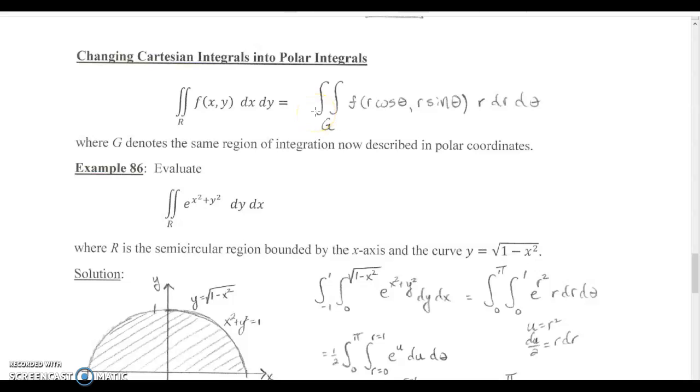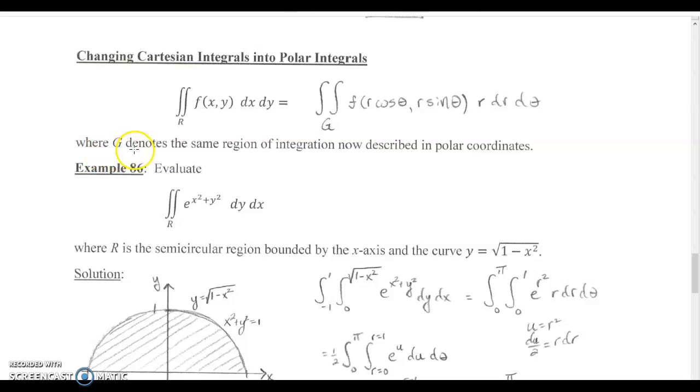And so 15.4 is looking at how to do double integrals in polar coordinates. And often we want to be able to change some Cartesian integrals into polar integrals, because evaluating this polar integral is actually going to be easier than trying to evaluate the Cartesian integral, which I will show you at some point soon.